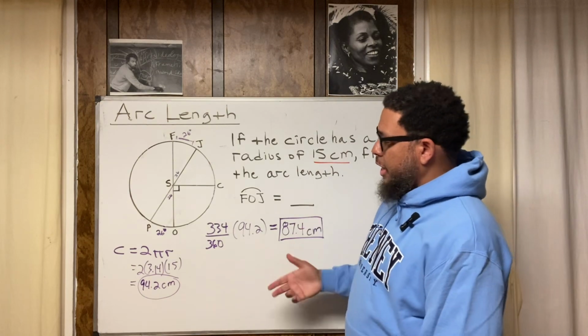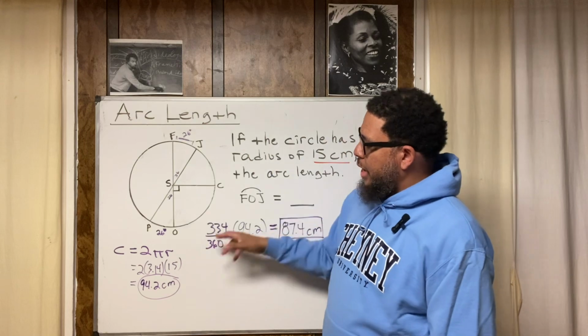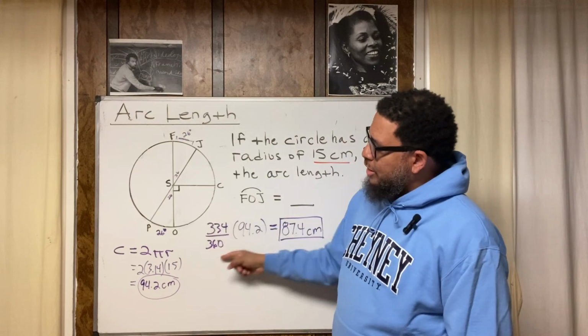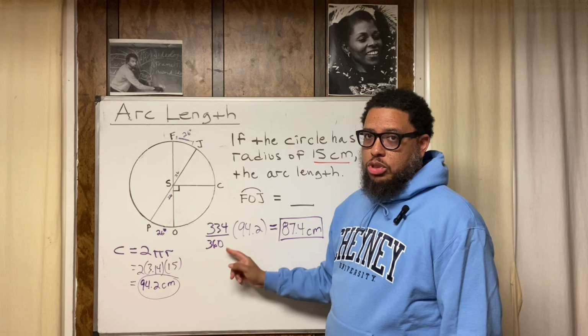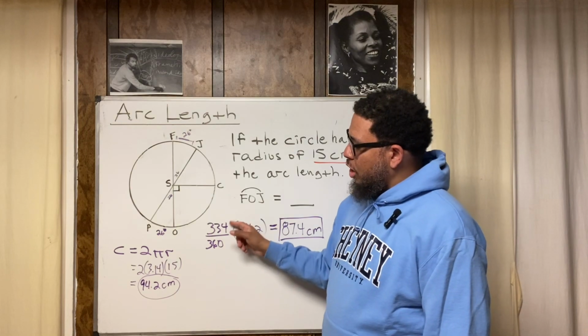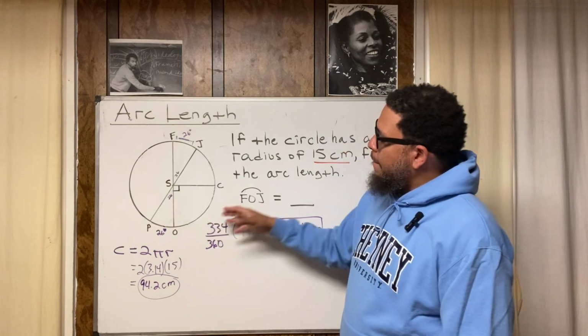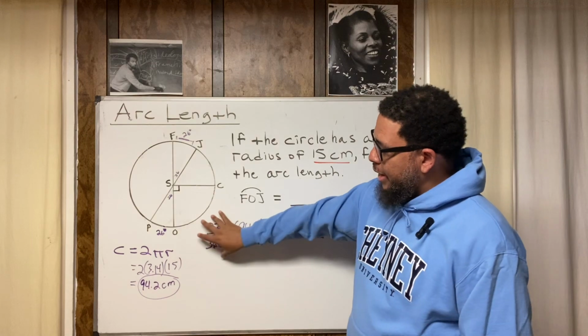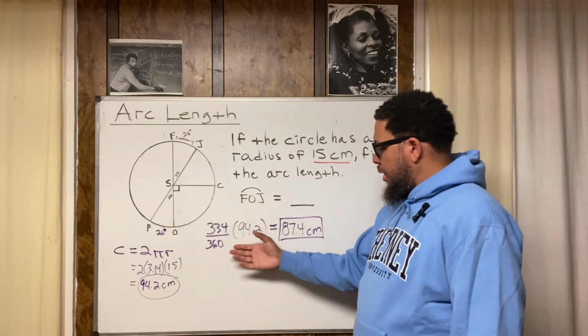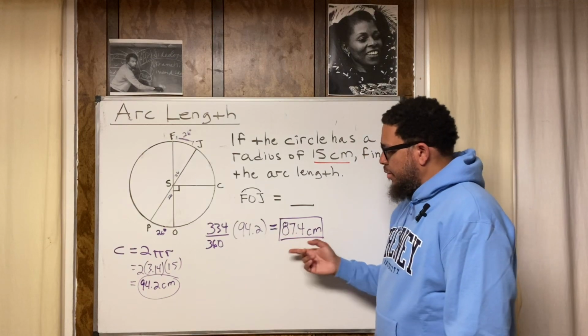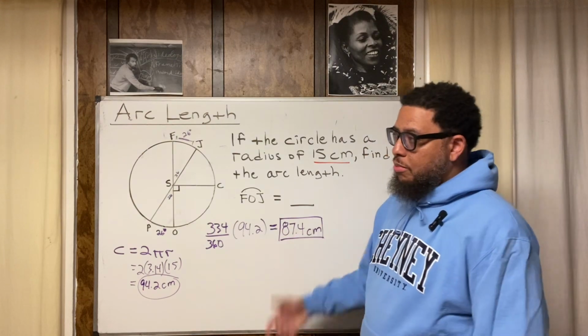All right. So yeah, find the circumference, then find the arc measure, set it up as a fraction out of the whole circle, which is 360. Arc measure for the whole circle is 360. Arc measure for the arc we were worried about is 334. Multiply that fraction by the whole circle circumference, which is 94.2. And that gives us our answer. The length of that particular arc, 87.4 centimeters.